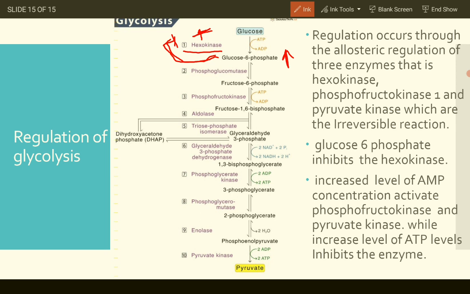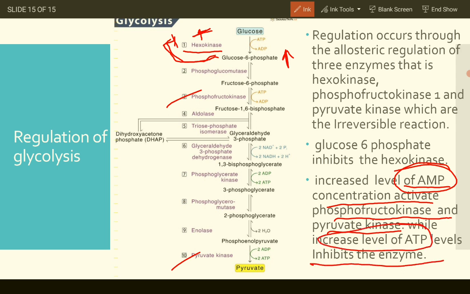The second is that an increased level of AMP concentration activates phosphofructokinase and pyruvate kinase. So phosphofructokinase and pyruvate kinase are activated by an increased level of AMP, while an increased level of ATP inhibits these two enzymes. Phosphofructokinase and pyruvate kinase are activated by increased levels of AMP and inhibited by increased levels of ATP.